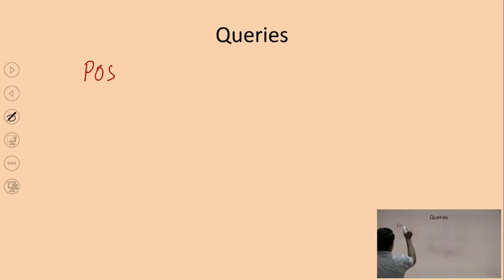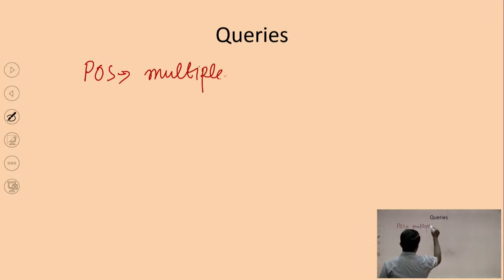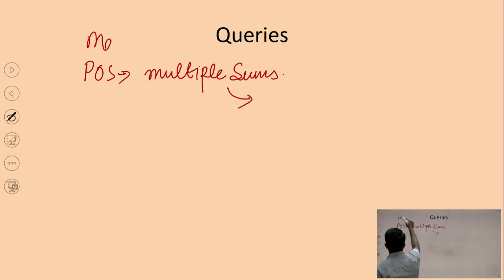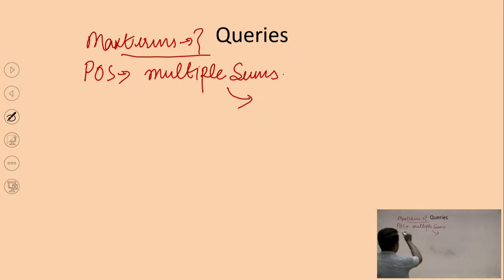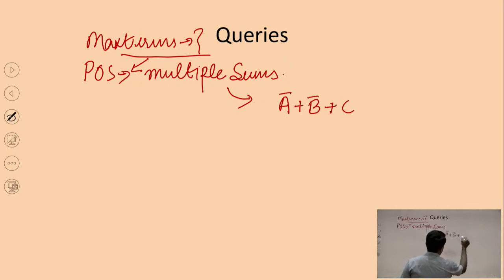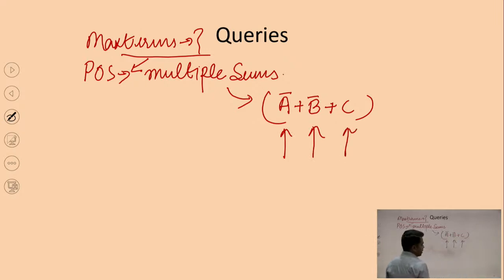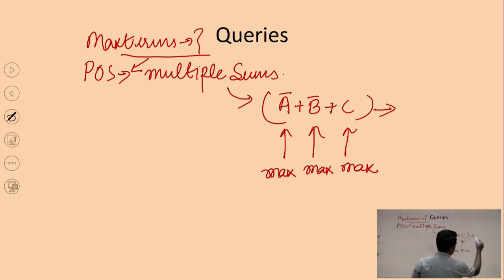Similarly, POS has multiple sums, a product of sums. Why is a Maxterm called a Maxterm, despite the fact that a Maxterm is the location which gives 0 output? Because a Maxterm is related to POS. POS has multiple sums. Let's take one of the sums, suppose A bar plus B bar plus C. There are three members being summed together. If either A bar is maximum or B bar is maximum or C is maximum, then the complete sum is maximum.